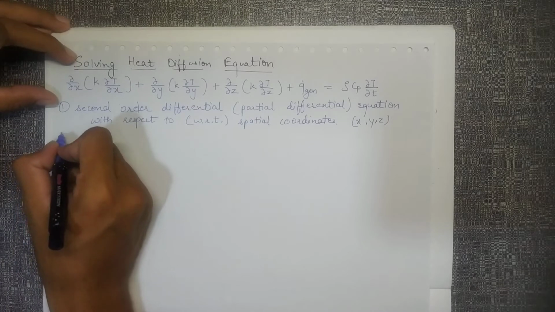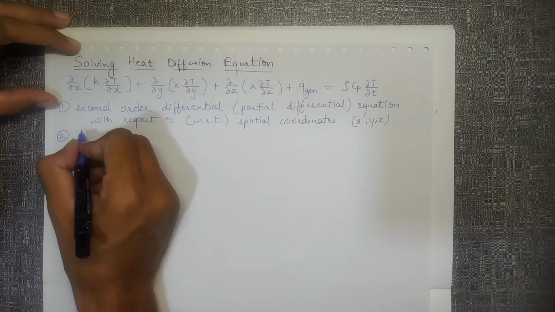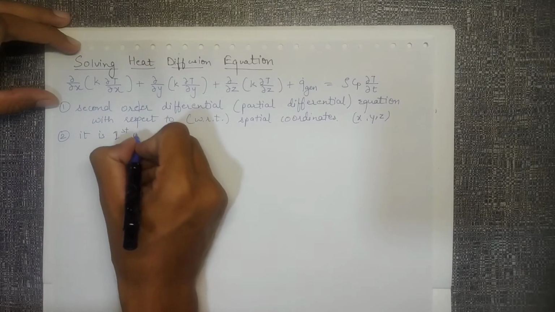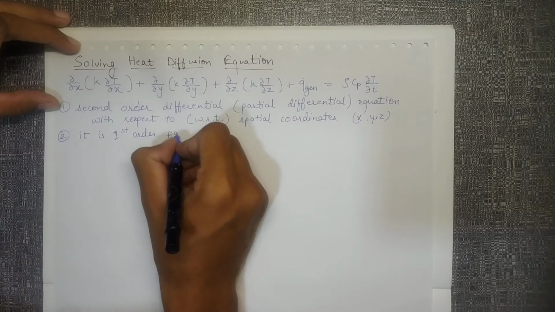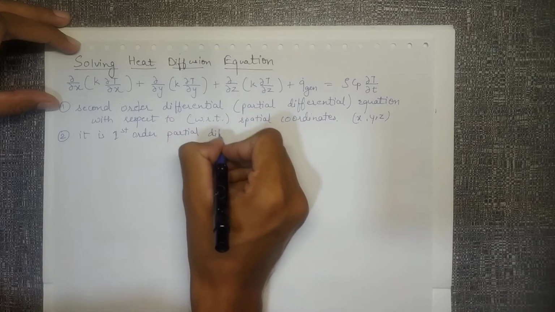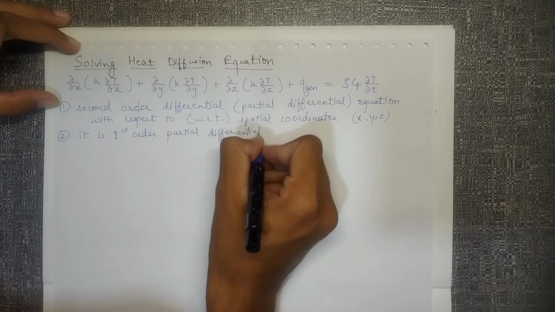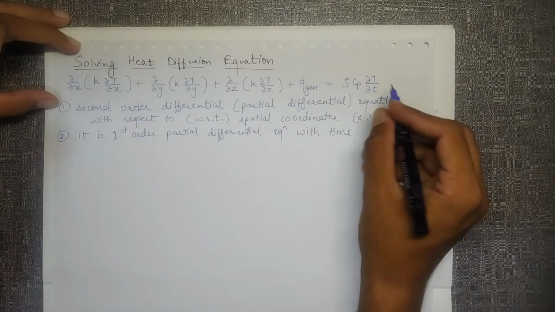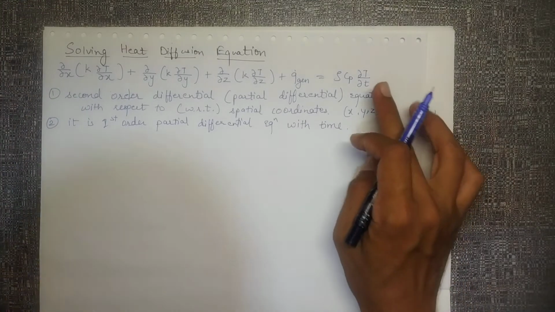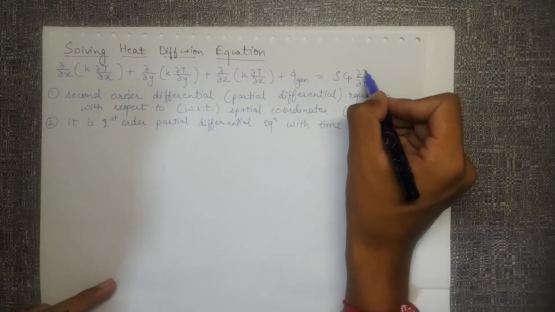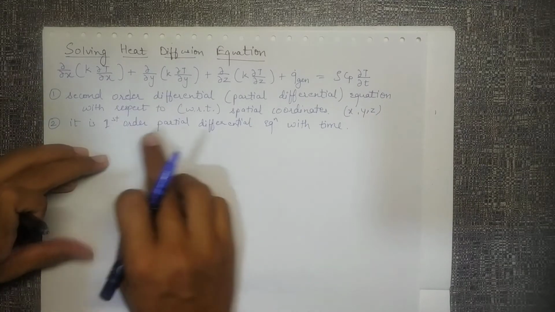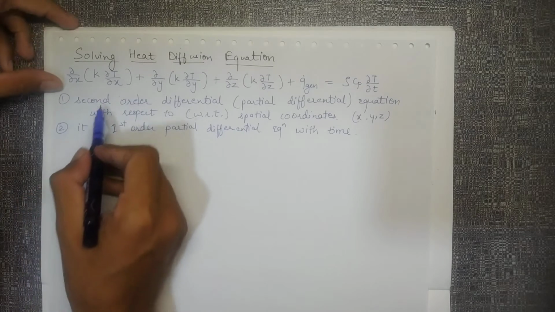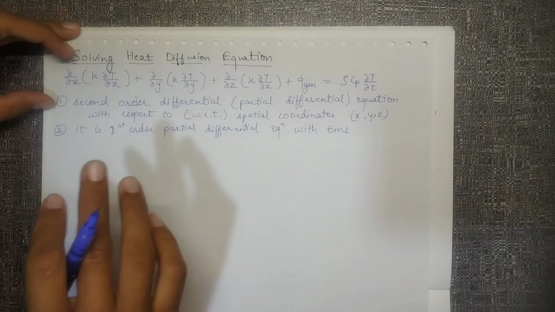Now the second thing is, it is a first order partial differential equation with time. This is visible from this term which says the energy stored changing with time. So del T by del t is the first order term. It's the first order partial differential with time. Now we'll use these two pieces of information to understand things.